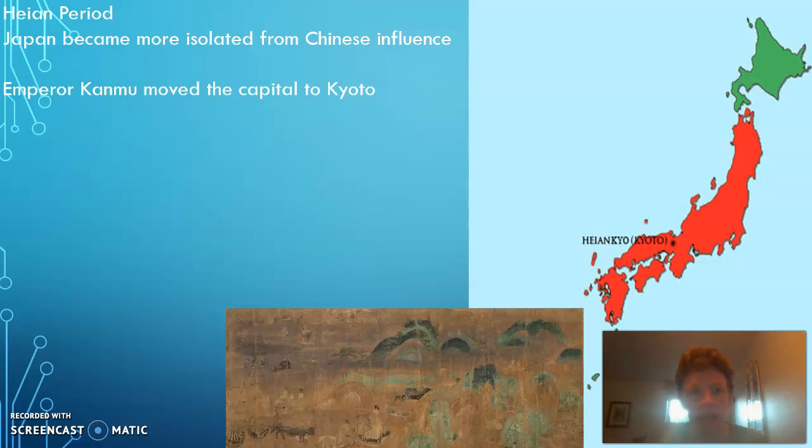At the same time, this is a period in the late 8th century and into the 9th century, around the year 800, where you have rebellion, civil war, political fragmentation in China, and so Japan becomes further isolated from Chinese influence. And Japanese culture becomes more focused on being uniquely Japanese than in adopting Chinese practices and ideas.